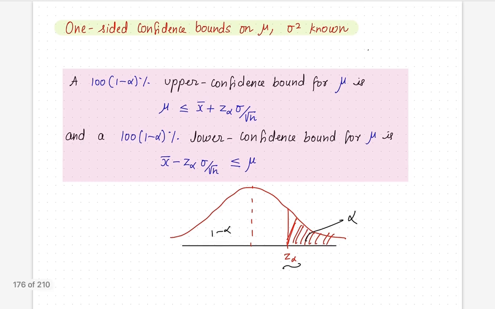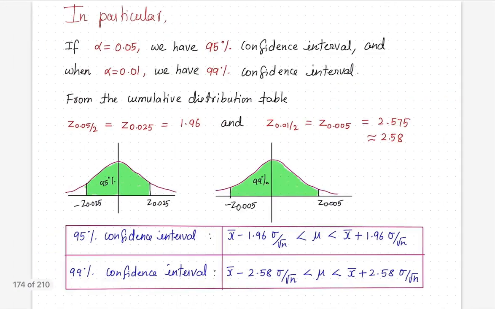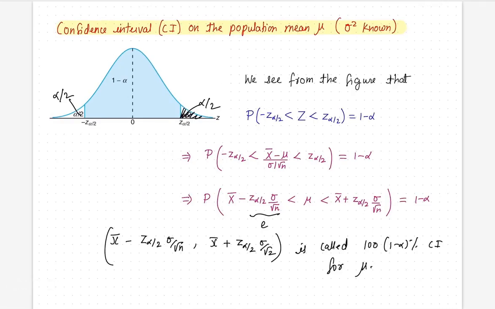Okay, and that's it. In the next class or next video, we will discuss the confidence interval when sigma square is unknown or n is small. In that case, we cannot approximate x to a standard normal random variable. In that case, we have to define something called the t distribution. We'll look into that.